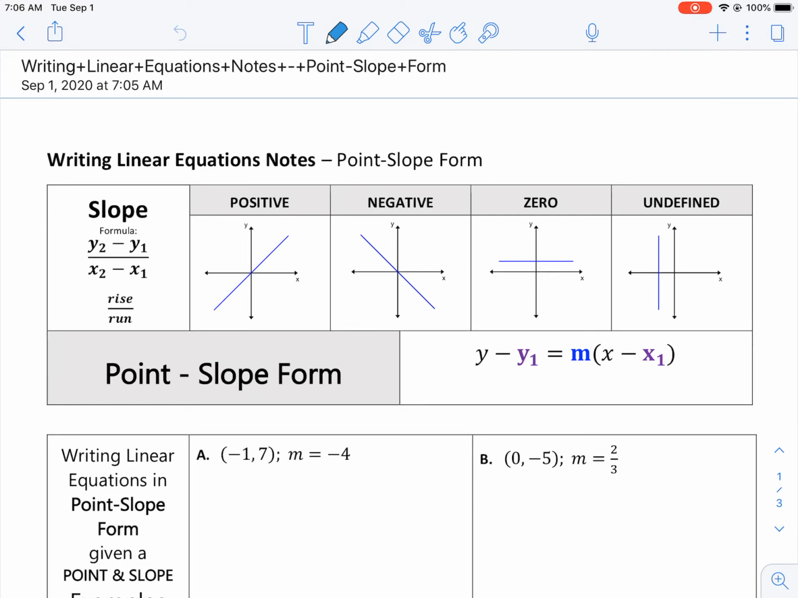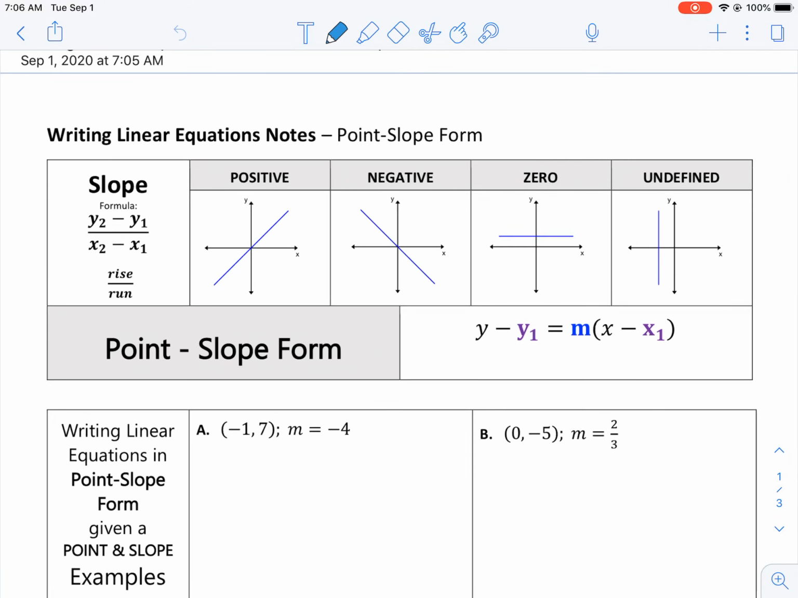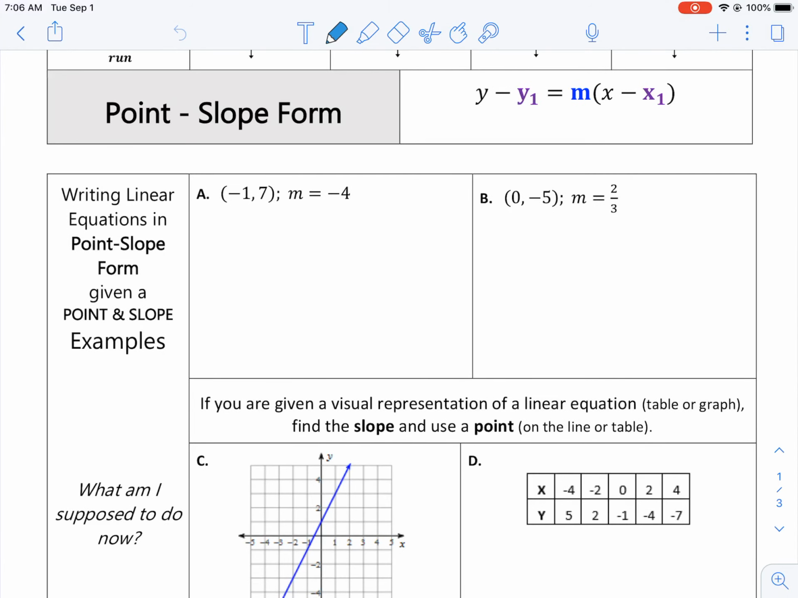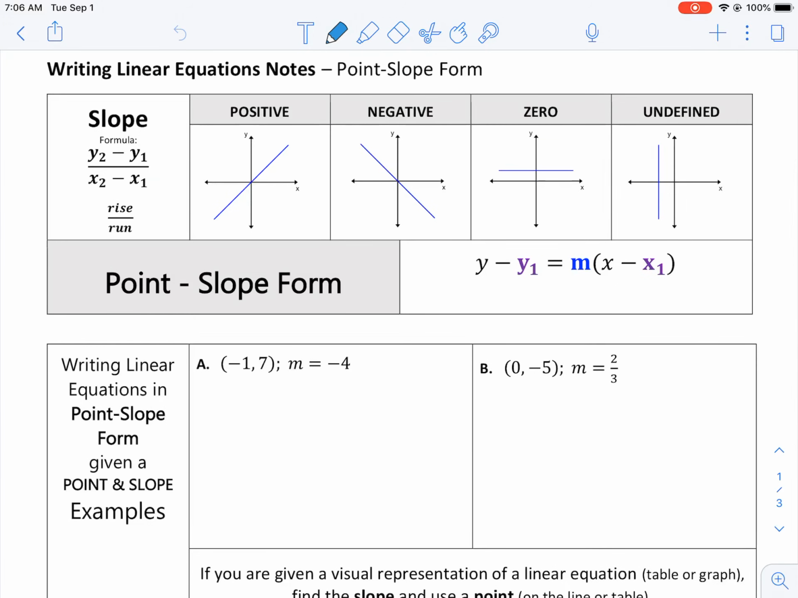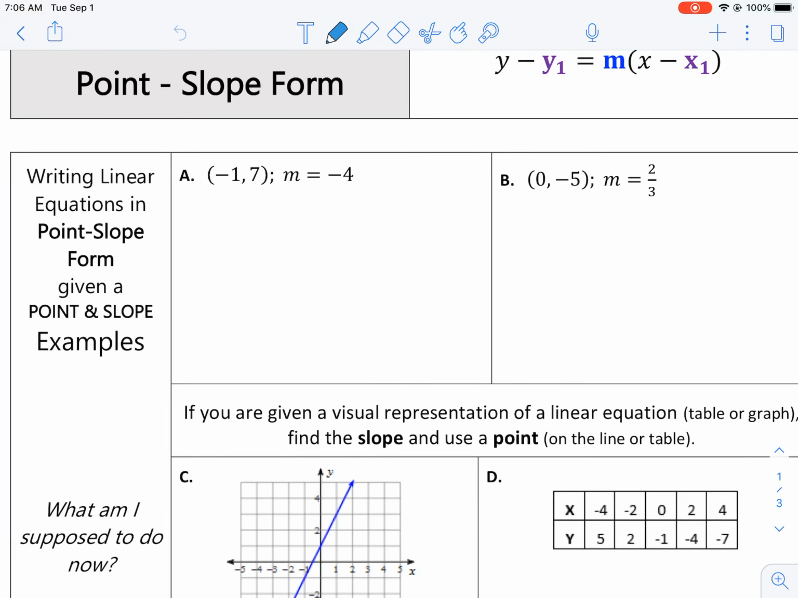So I mentioned this in some of the classes, but point slope form is actually more useful than slope intercept form because you can use it in all situations, whereas slope intercept form is only useful when given the y-intercept. So up here you have all your slope stuff that we talked about, and we also have our equation for point slope form. So we're going to do some of these examples here. So writing linear equations in point slope form given a point and slope.